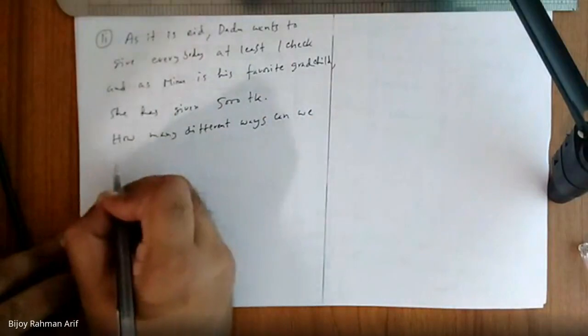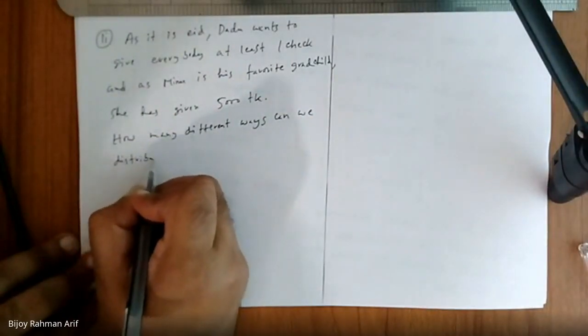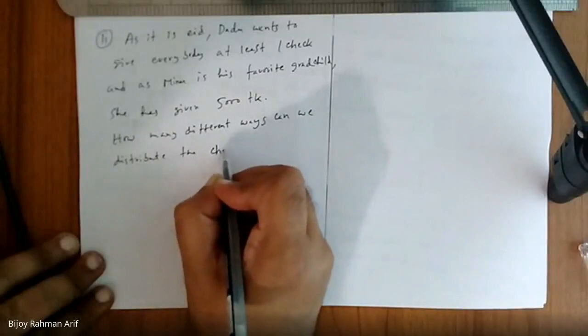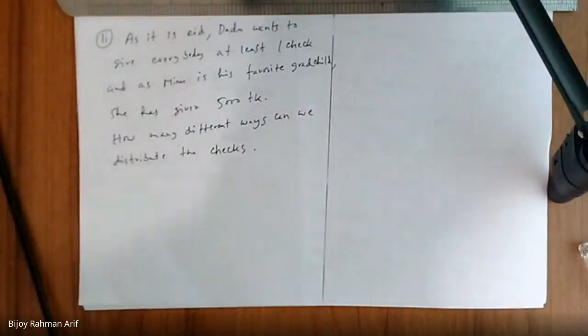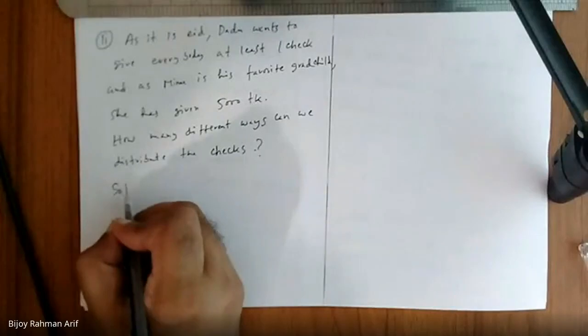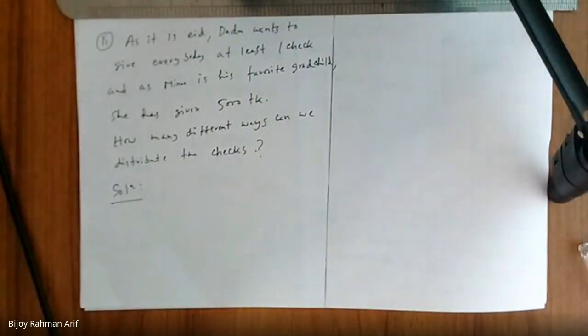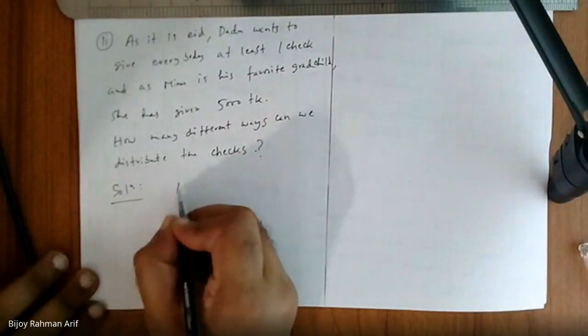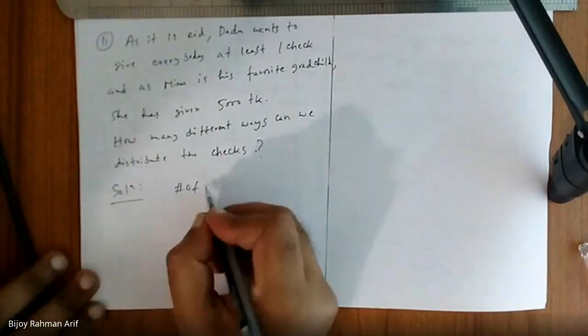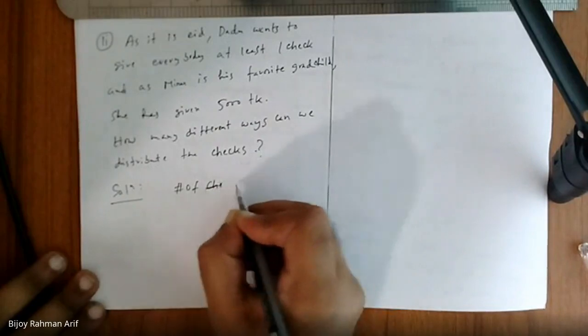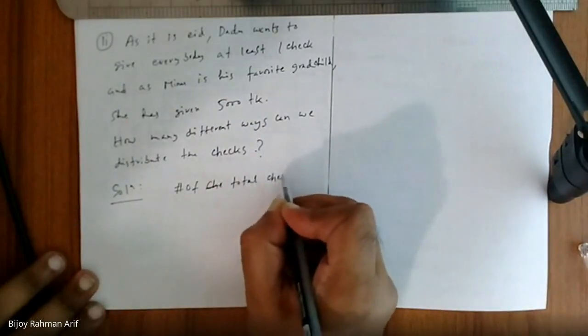Can we distribute the checks? Tell me, what would be the answer? Please don't shy. Tell me. How many checks remain? Total number of checks. Number of total checks is 10.